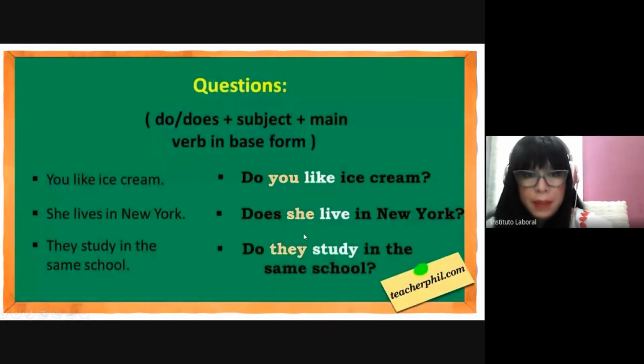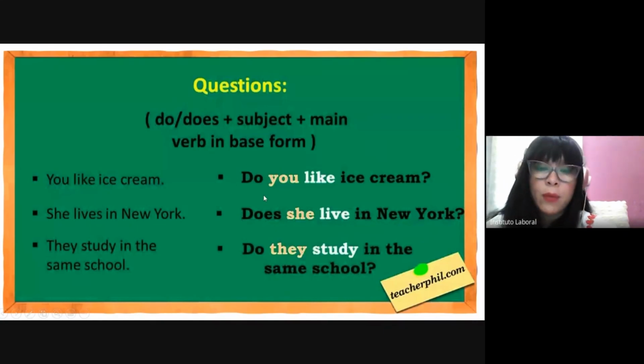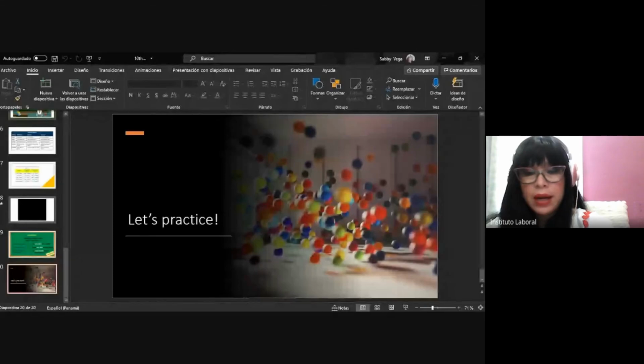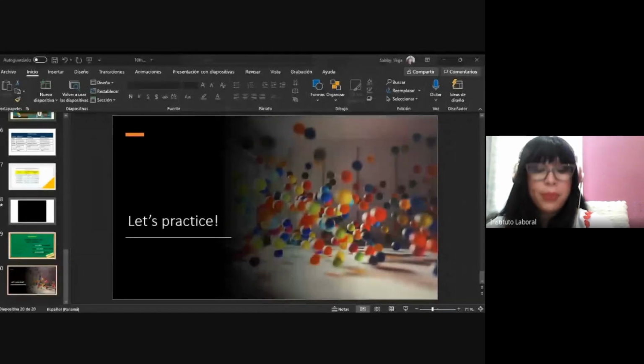Ok, para la forma de pregunta, recordemos que tenemos que utilizar el verbo auxiliar do o does, según sea el sujeto. Do you like ice cream? Does she live in New York? Do they study in the same school? Y con eso hemos terminado con el repaso del simple present.